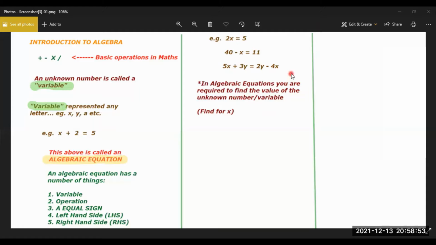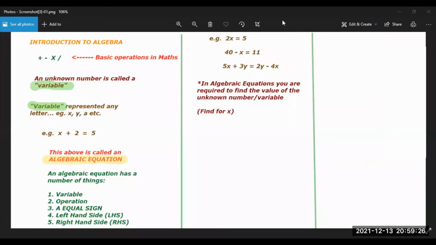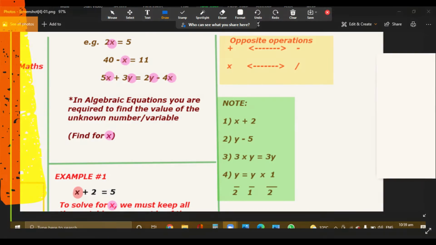Mostly in algebraic equations, you are required to find the value of the unknown number. Most of the time, if you don't get instructions and you see something looking like this, or like this, or like this, you would have to solve for x or the variable y, whatever case it has there. So now we'll look at an example on this.